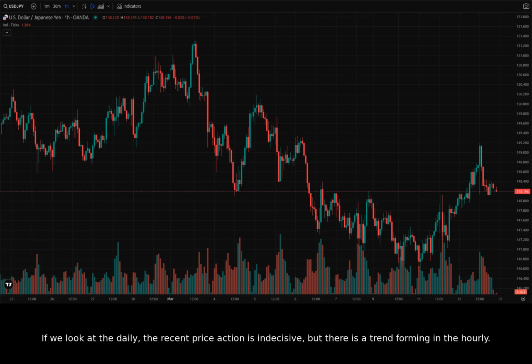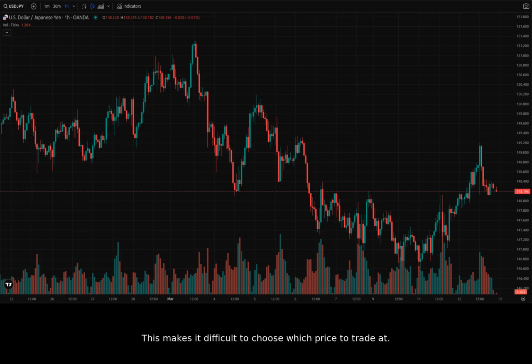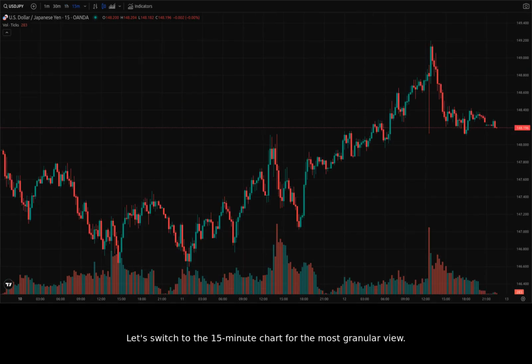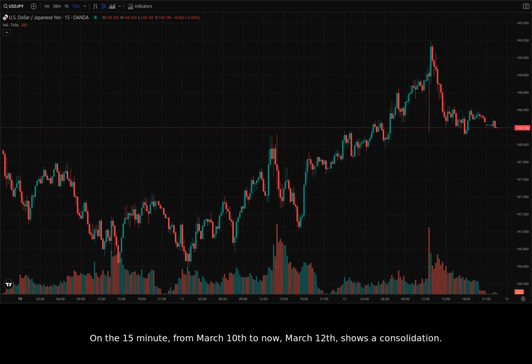If we look at the daily, the recent price action is indecisive, but there is a trend forming in the hourly. Looking at this range of candles, it appears that the price may continue upwards to 148, but it may break out downwards to 147. This makes it difficult to choose which price to trade at. Let's switch to the 15-minute chart for the most granular view. The 15-minute chart provides a real-time perspective of price movements, helping us identify short-term opportunities. On the 15-minute, from March 10th to now, March 12th, shows a consolidation.